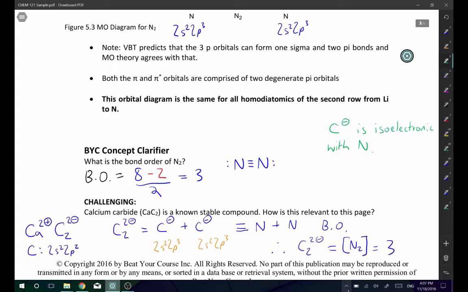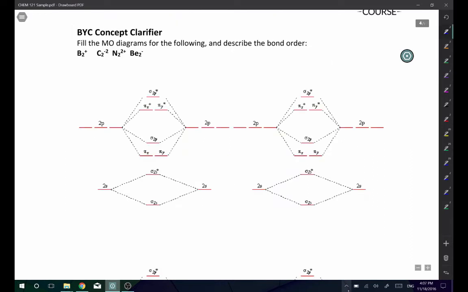And to that end, I'm going to breeze through 3 examples where we have boron 2 plus, C2 2 minus, N2 2 plus, and beryllium 2 minus. And all you need to really think about is how you want to split them up. As I've already mentioned, it doesn't really matter. So we'll take beryllium for example. I'll do beryllium in blue. So I'll circle this, and this will be our blue example.